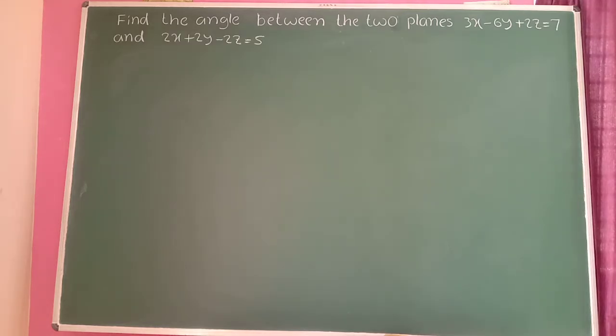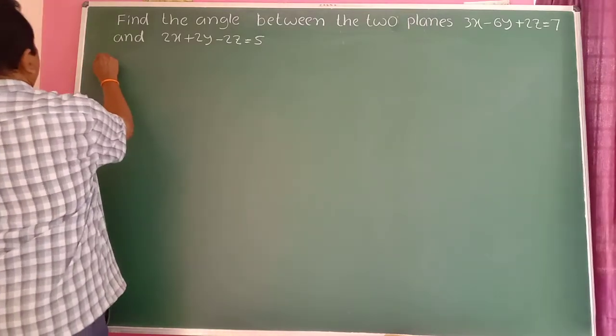So find the angle between the two planes here. In this case, they have not mentioned anything. Means use a vector method, find the angle between the planes, or use a Cartesian method, find the angle between the two planes. They have not mentioned anything here, so you can use any method here. Now I am using a Cartesian form here, Cartesian method here. So take your solution.